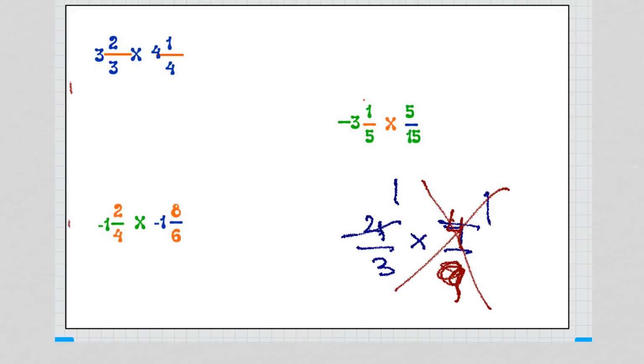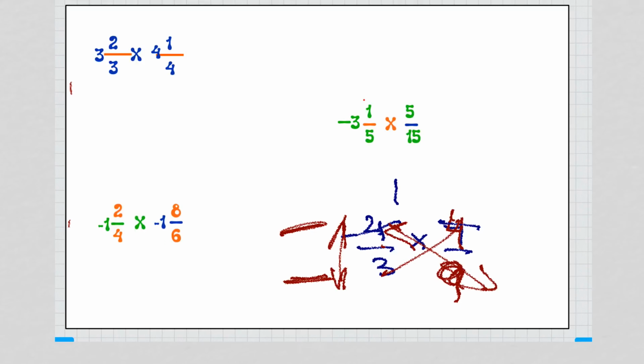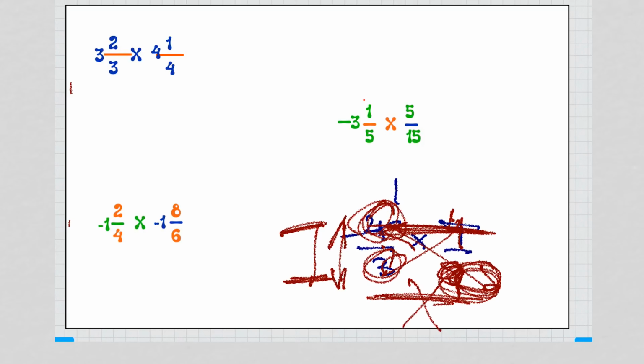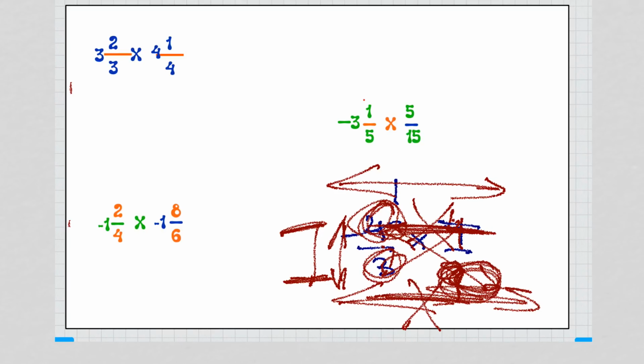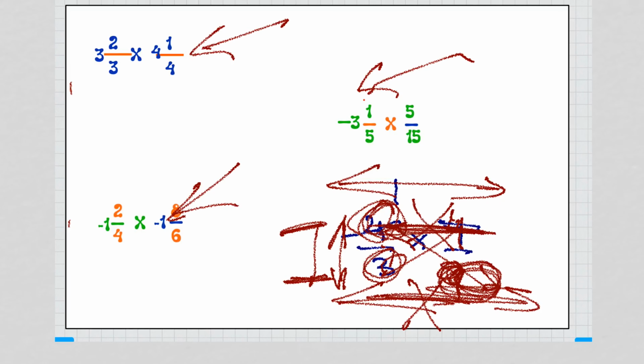You can only do it when they are top and bottom, the top number with the bottom number. You can do it diagonally as well, like this number with this one. You can simplify them top and bottom, numerator with the denominator, please. Never numerator with the numerator or denominator with the denominator. Never. You can simplify them when they are on a straight line. Now please try to do all these 3 questions and then check your answers.